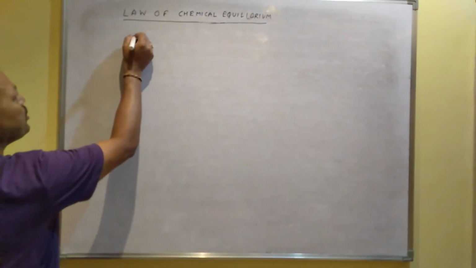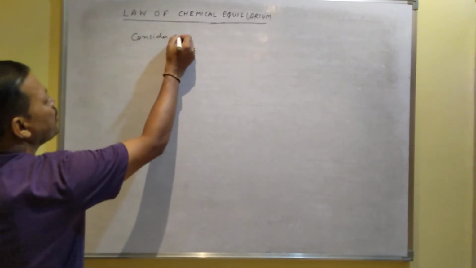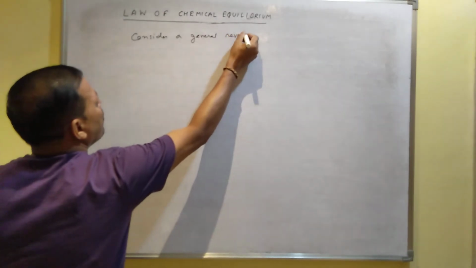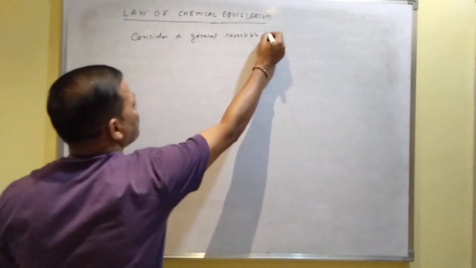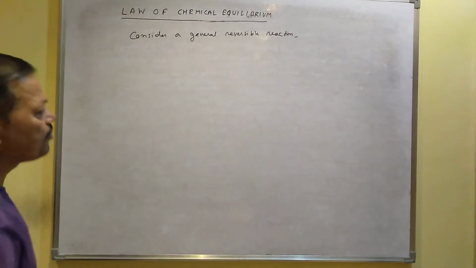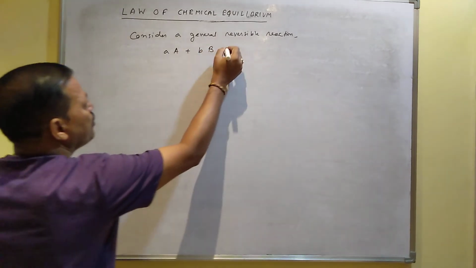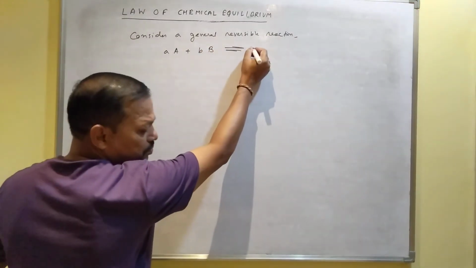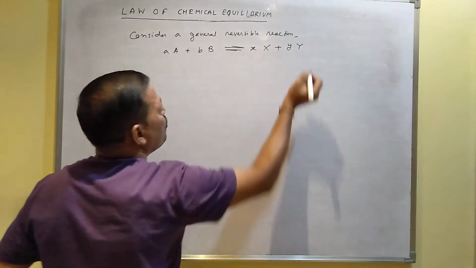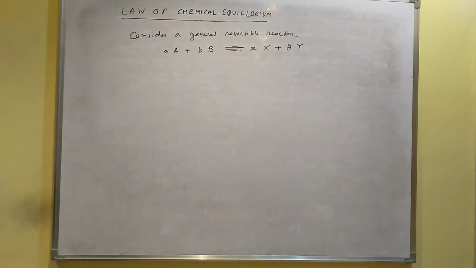This is called the law of chemical equilibrium. Consider a general reversible reaction: aA plus bB gives xX plus yY. Suppose this is a reaction and the reaction is reversible.